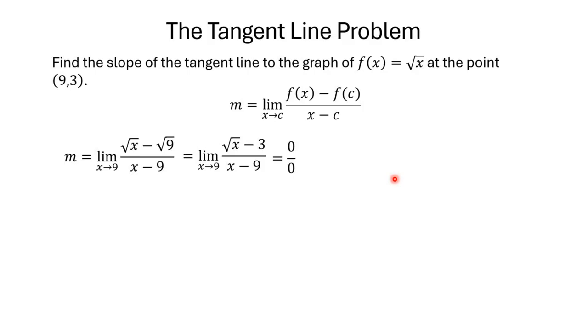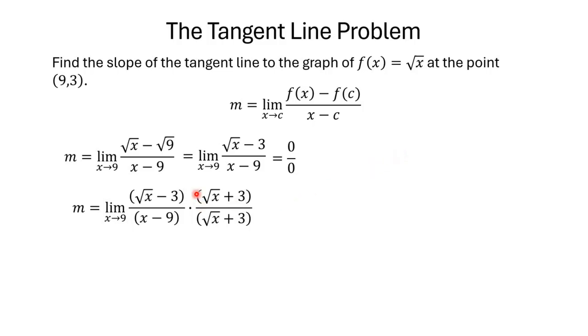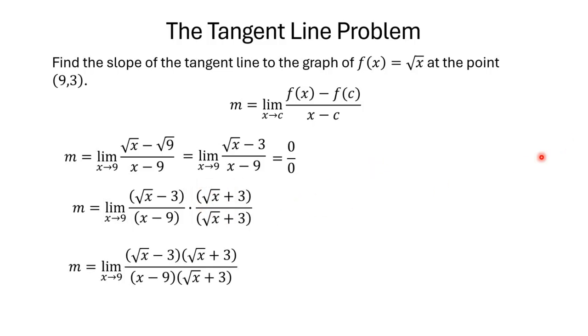In this situation, though, because I have that square root in the numerator, I'm going to go about this by rationalizing the numerator. To rationalize the numerator, I multiply both the top and the bottom of this fraction by the conjugate of the square root of x minus 3, which is the square root of x plus 3. So I multiply the top and bottom by the square root of x plus 3, which leads to this expression. And now I'm just going to multiply out the top. I'm not going to multiply out the bottom, only the top.